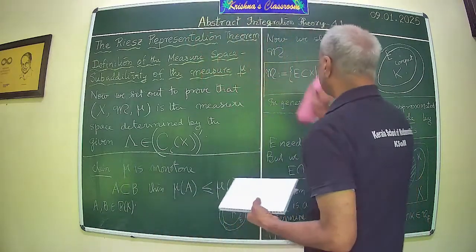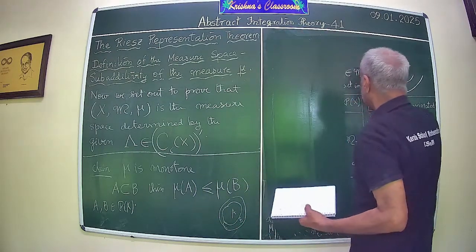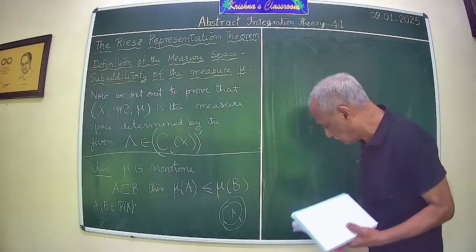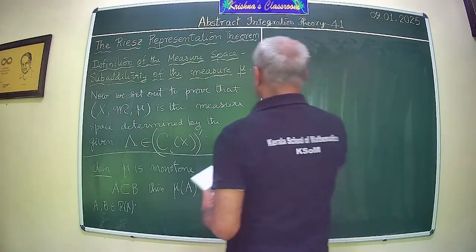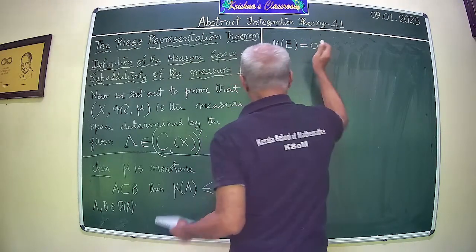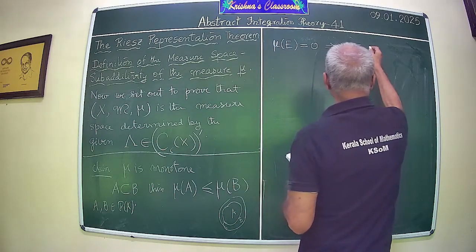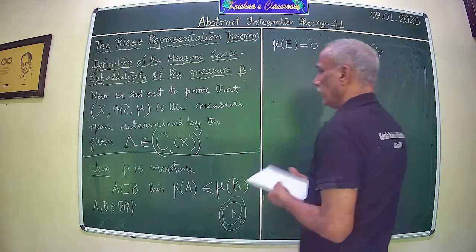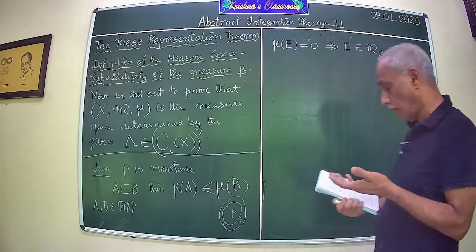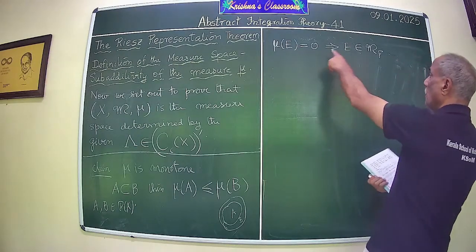Now, another thing that we want to prove is that mu E equal to 0 implies E is an element of the collection MF. So what are the requirements for an E to be in MF? Okay. For E to be in MF, you need mu of E to be finite. So the first condition is obviously satisfied.